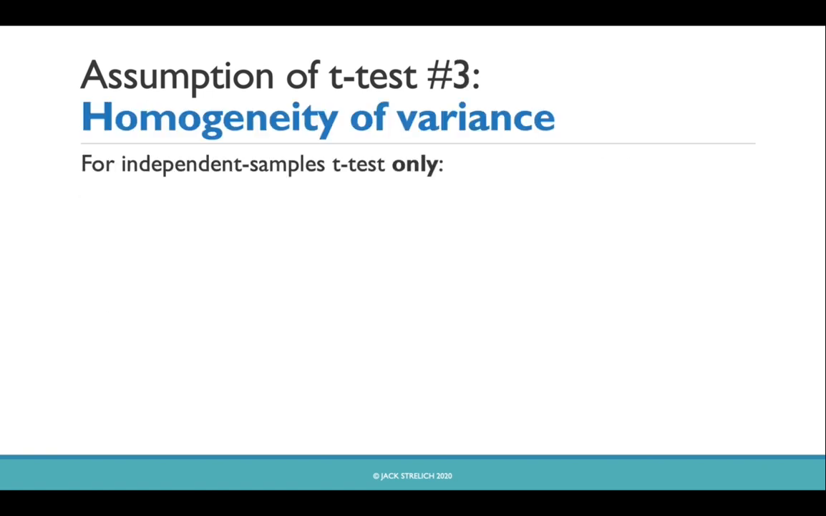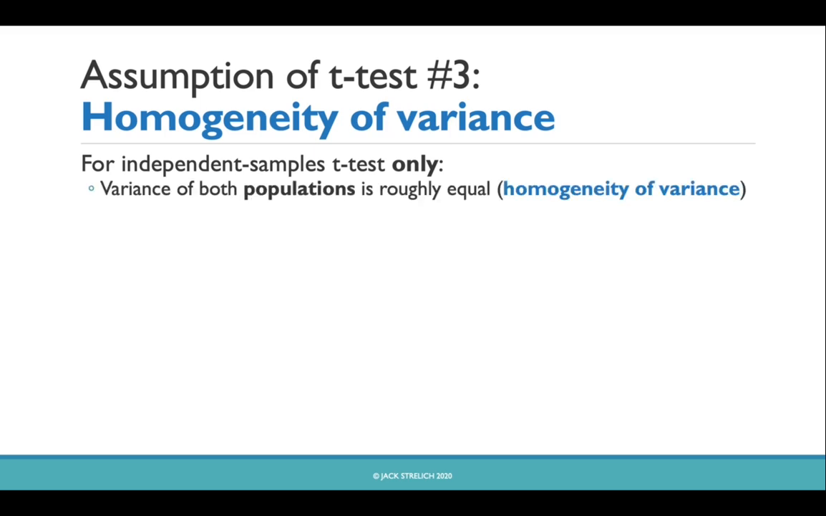Our third assumption actually applies only to independent samples t-tests, and this is the assumption that the variance of both populations is roughly equal. This is known as homogeneity of variance. We can express this mathematically like so. The variance of population 1, represented by sigma squared, is approximately equal to the variance of population 2, also represented by sigma squared.